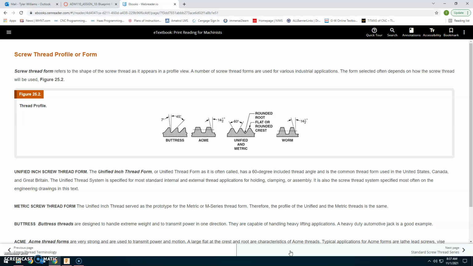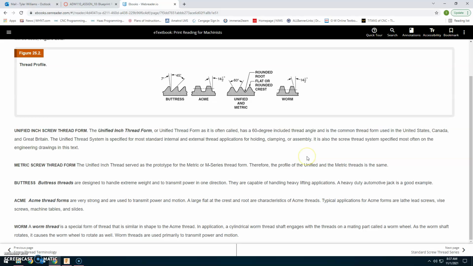Alright, screw thread profile or form. So screw thread form refers to the shape of the screw thread as it appears in the profile view. A number of screw thread forms are used in various industrial applications. The form selected often depends on how the screw thread will be used. So buttress, Acme, unified and metric, and then worm.